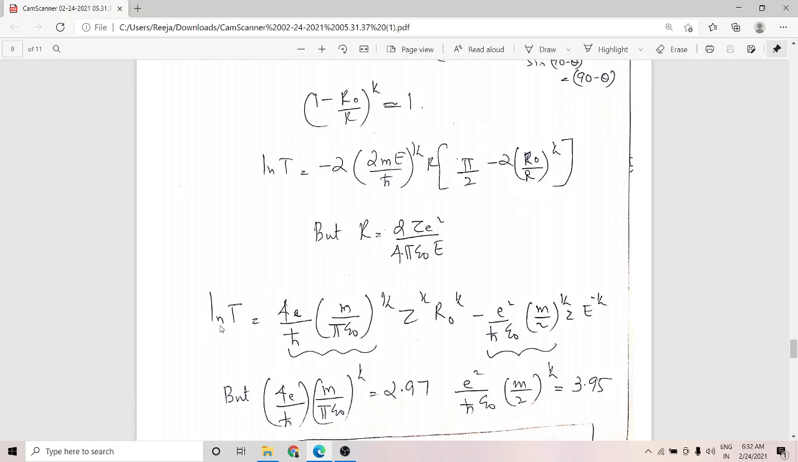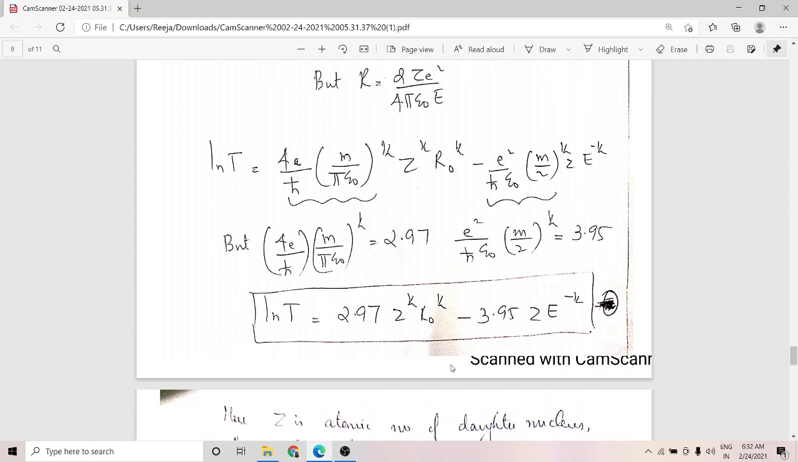So that you get natural logarithm of t. You get it in this manner after the substitution. Now here 4e by h cross, and root of m by pi epsilon 0, are all constant. So you get its value as 2.97, and all these terms are also constant. So you get it as 3.95. So that my equation becomes this.